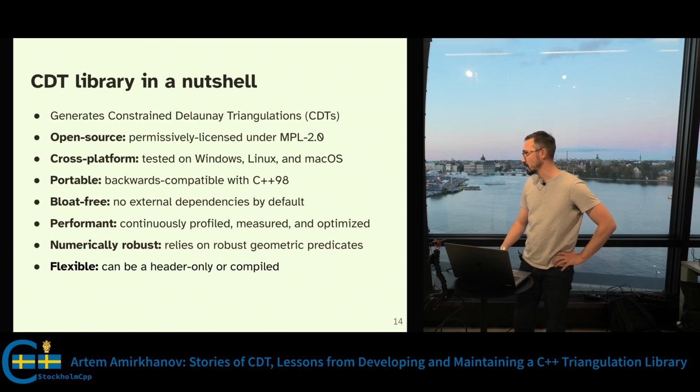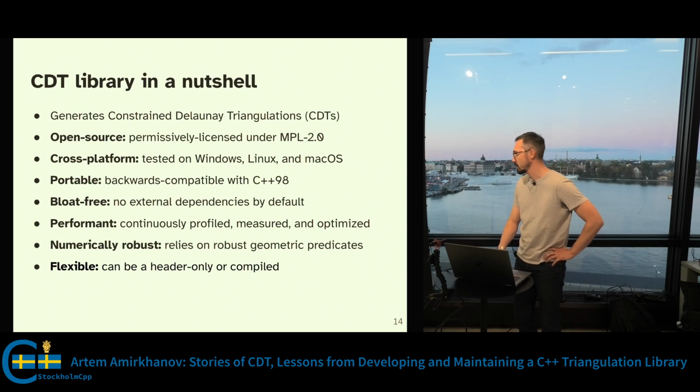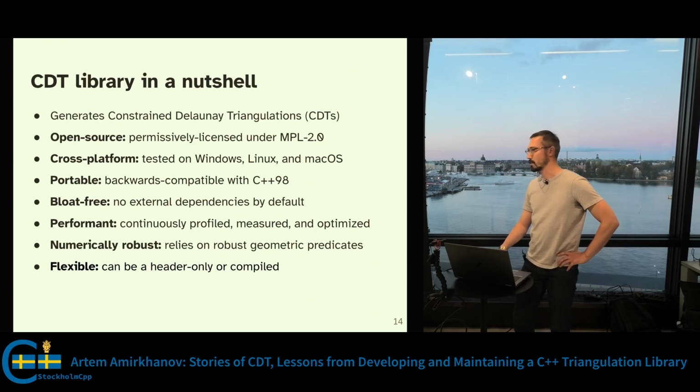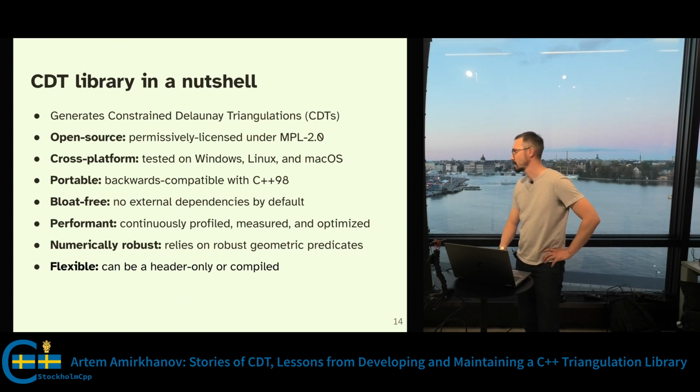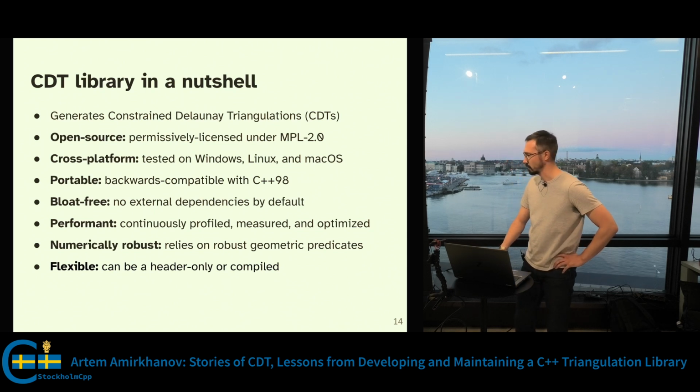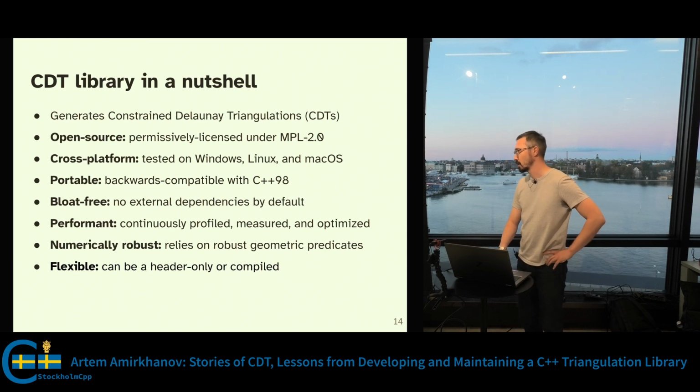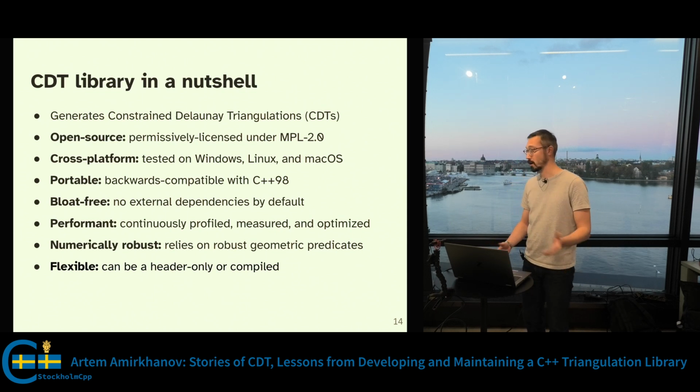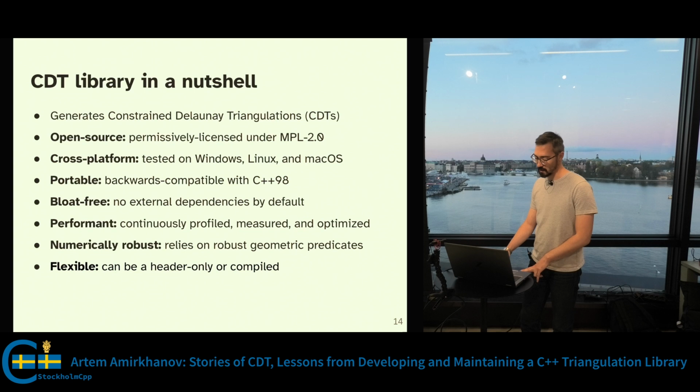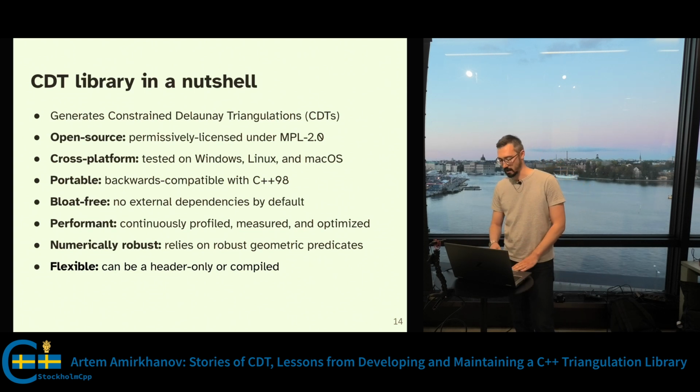Performant-ish. I mean, it's been profiled and the bottlenecks were removed. So maybe it's not the fastest out there, but it's fast enough for most tasks. It's numerically robust, so it relies on these things called robust geometric predicates. More on that will follow later. But this means basically that you have a guarantee of correctness. If your input is correct, you will get output that's correct. And it's quite flexible, so it can be consumed either as header-only or as a compiled library.